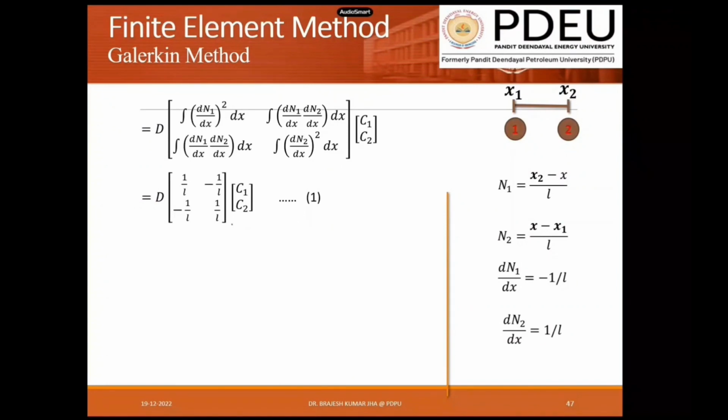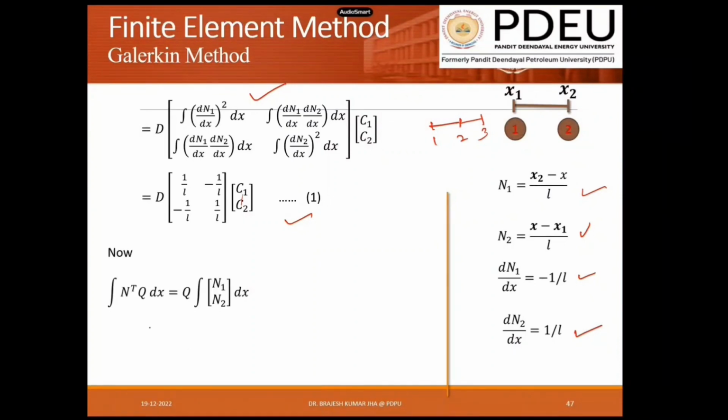N1, N2 is defined in such a way. So dN1 upon dx is minus 1 upon L, dN2 upon dx is 1 upon L. So accordingly, you can define here. So the integration of dN1 upon dx squared dx is 1 upon L, and in the same way we can write here. Now, this is for C1, C2 for the one element. If you go globally, it is 1, 2, 3, so it can be changed. C1, C2 can be changed to C2, C3. And this matrix is common for each and every element here.